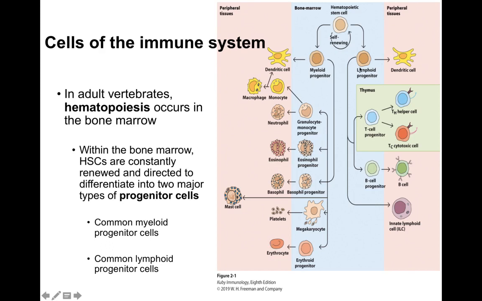And then from a lymphoid progenitor, you can also get dendritic cells, as well as your adaptive immune cells, the T cells and the B cells. And you can also get an innate lymphoid cell, such as the natural killer cell, generated from that lymphoid progenitor.